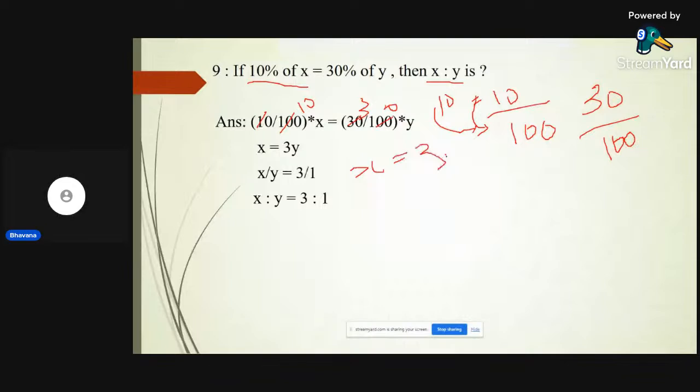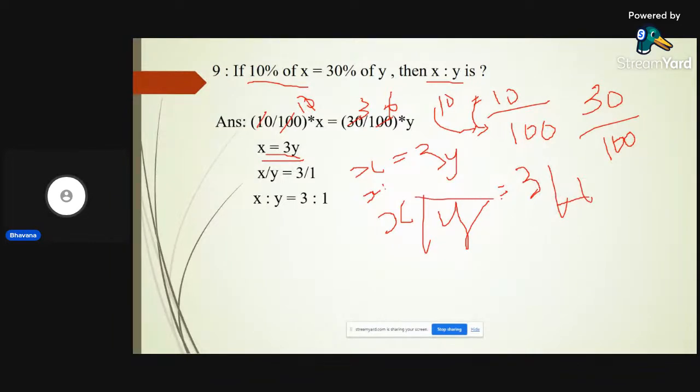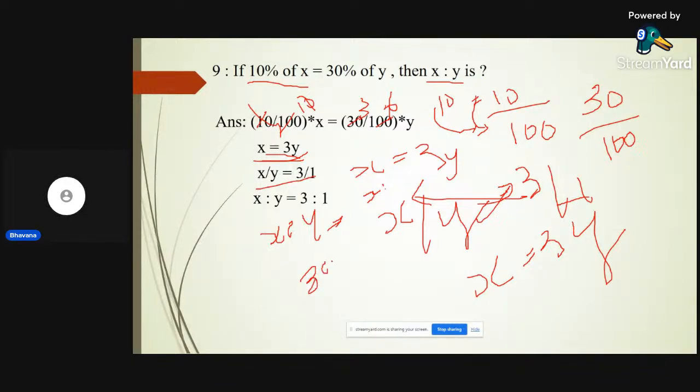So it is an equation, not in the proportion form. This will be in proportion, so we have to convert it to find the value of x by y, which equals 3 by 1. If we cross multiply, we get the equation 1x equals 3y. In ratio format, x is to y equals 3 is to 1.